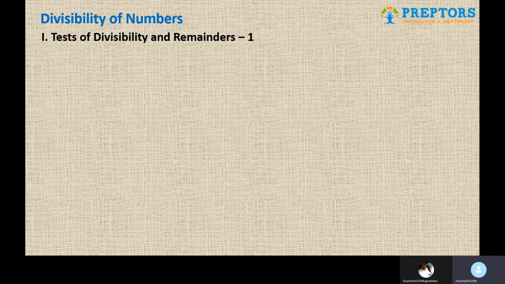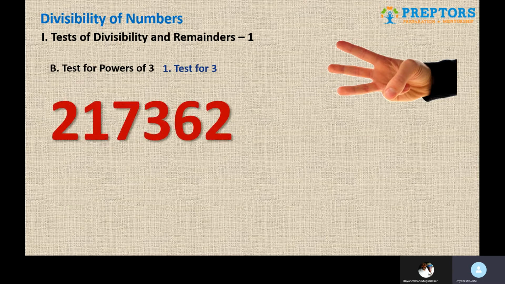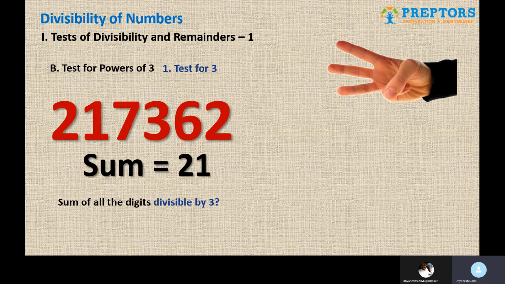The next part is, suppose the next group, which is powers of 3. As usual, the first power of 3 is 3 raised to 1, which is 3. So how do we decide whether a number is divisible by 3 or not? We don't divide, we just add all the digits of the number. If the sum is divisible by 3, then we say that the entire number is also divisible by 3.